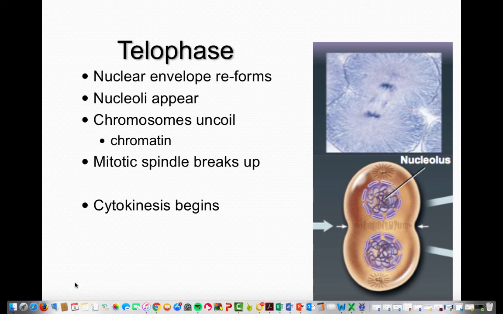Telophase is when you actually get the opposite of prophase. So the nuclear envelope reforms, the nucleolus appears, the chromosomes uncoil and go back to chromatin. The mitotic spindle fibers start breaking apart because we don't need to move them. And here, you actually get cytokinesis to begin. Now, the initial forms of cytokinesis can be seen in anaphase, but it gets revved up in telophase.